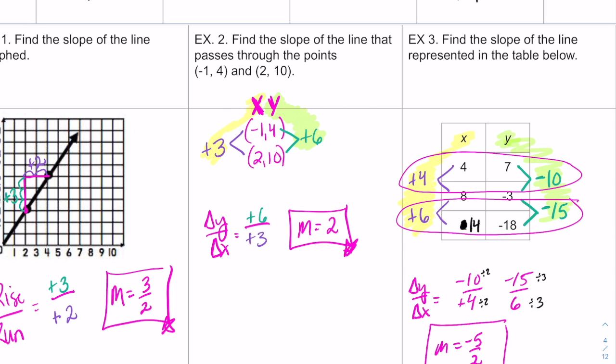Remember, a line has a constant rate of change. So if it is linear, it doesn't matter which fraction I choose, they're all going to lead me to the same slope. Both of these fractions led me to -5/2 for the slope.